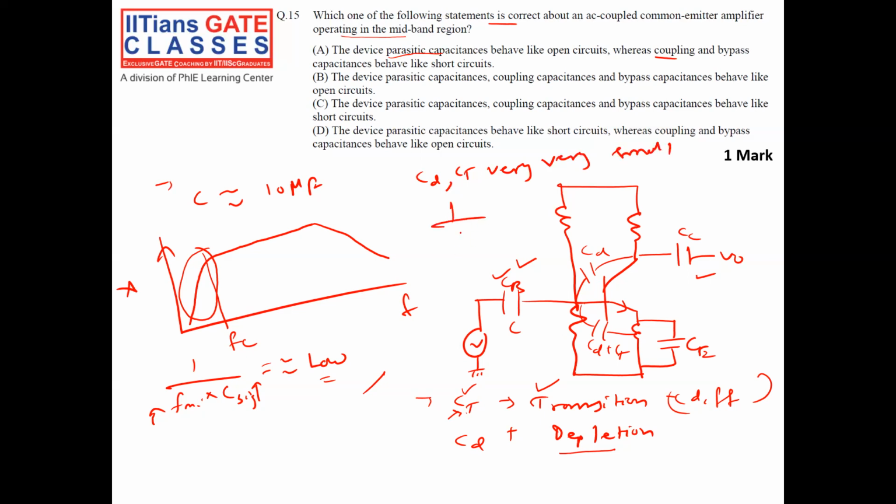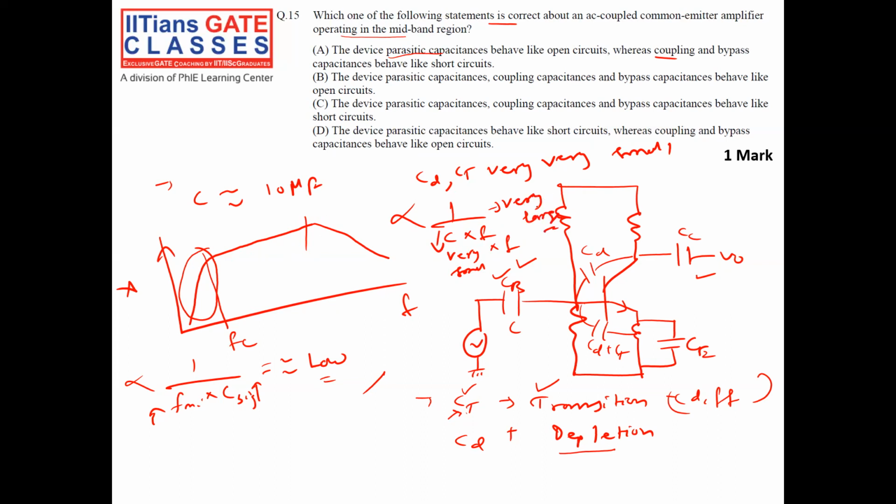Okay, so the impedance is nothing but 1 by C into F, proportional to 1 by C into F, right? Here also the impedance is proportional to 1 by F into C. So since C is very small, in the frequency up to midband, this will behave like a very small quantity. So 1 by small is very large.